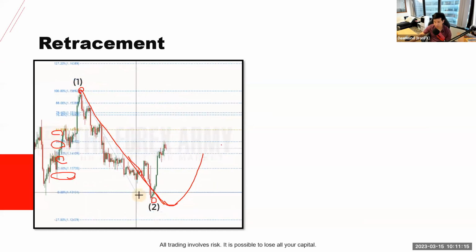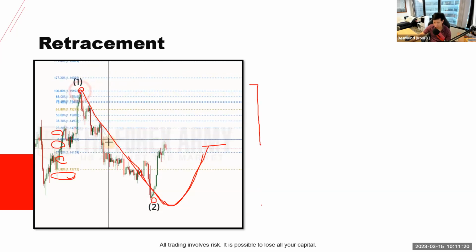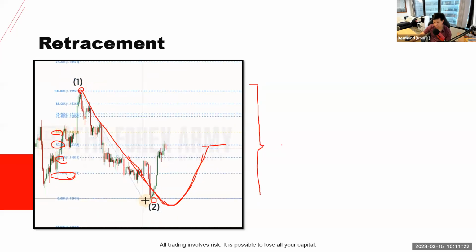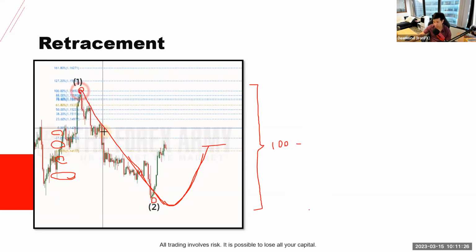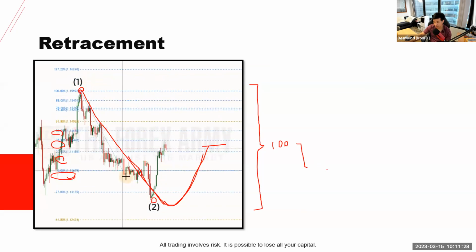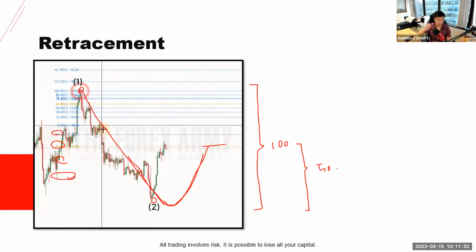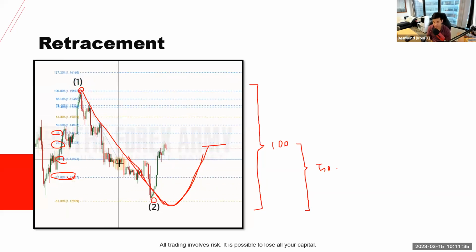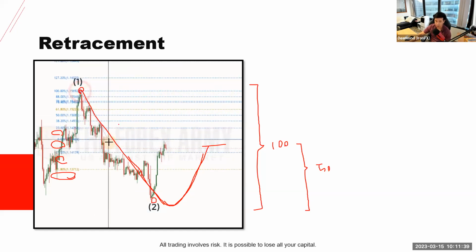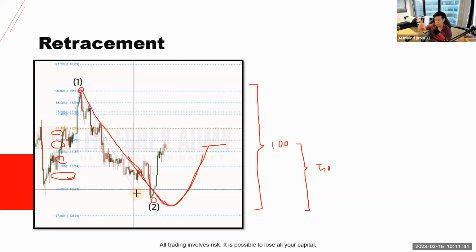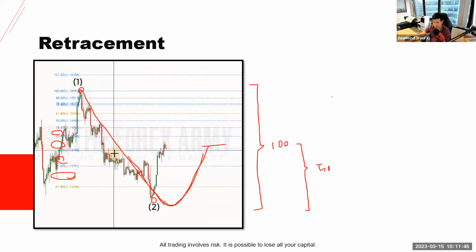If you retrace 50% of the entire move, that means if the total drop was 100 pips and you retrace 50% of the move, price has moved back up by 50 pips. So that is basically what Fibonacci retracement means, right? 23, 38, 50, 61, all these different numbers are simply the percentage of the move.